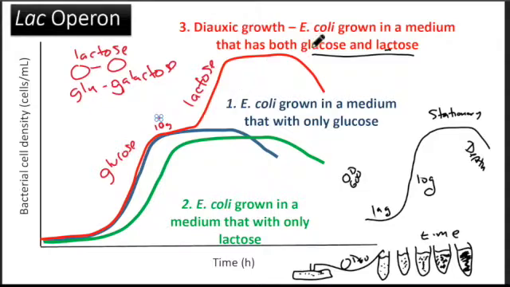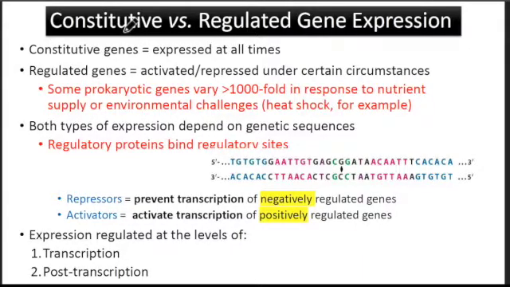So this growth we see here is called diauxic growth, right? Two kinds of growth. So let's talk about how the lac operon explains that. And so in general, what we're looking at here is the general topic of constitutive versus regulated gene expression. So the glucose could get right into the cell, which means that there's glucose transporters in the cell. It gets right in. So the genes for the glucose transporter are constitutively expressed. They're expressed all the time, whereas the genes for lactose utilization are regulated.